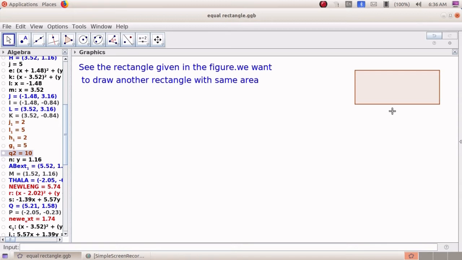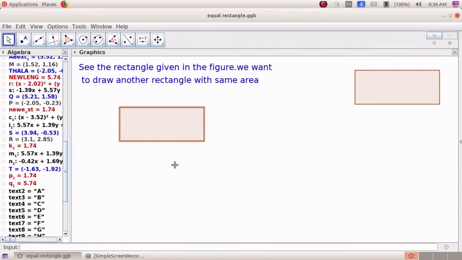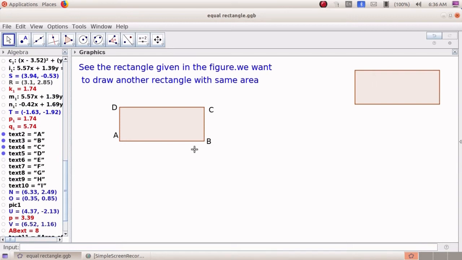For that, let us first redraw the rectangle. Let us name the rectangle A, B, C, D. See. Now, the area of this rectangle is AB into BC. To get another rectangle having the same area as this one, let us determine what should be the length for the next rectangle.